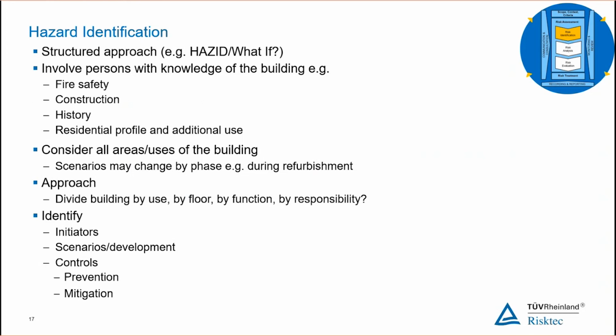Equally, we could look at the building as an entirety and challenge ourselves there, to look at all of these. And what we want to achieve is to understand the scenarios we've got, what might cause fire to happen, what might cause structural failure to happen, how it might develop, and what controls we have in place. And these controls, as I mentioned earlier, we've got the ability to prevent risks from occurring. We have the ability to mitigate those risks at those points.